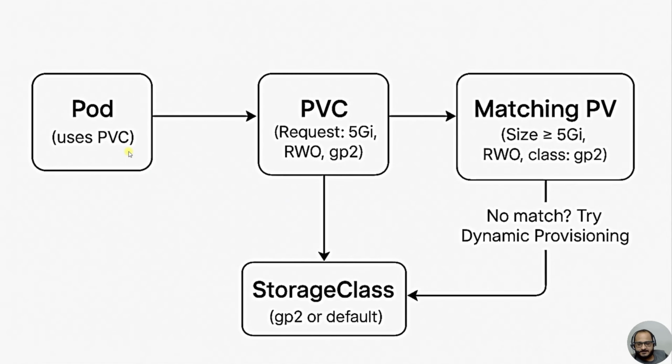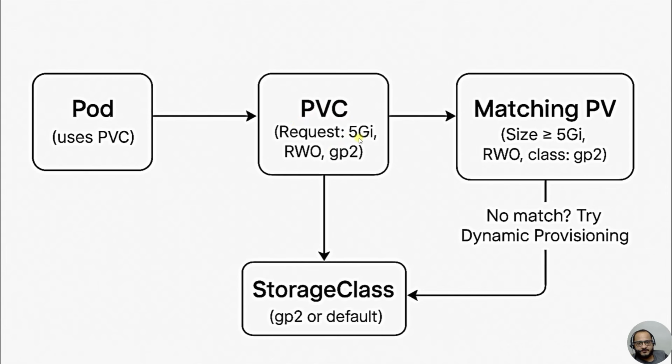So this is the image which I have created. Basically, this application pod needs to use a persistent volume. So what it will do, it will go and use the persistent volume claim where it defines: I need 5 GB, I need RWO access mode. All these things will be defined here.